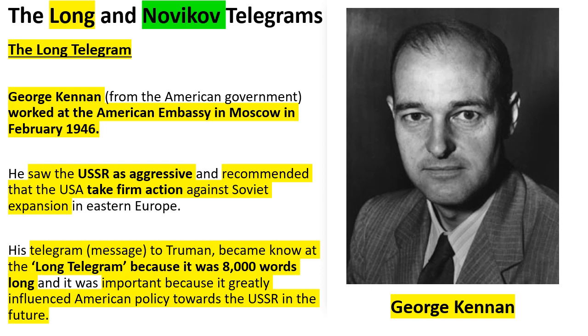And he said his advice to Truman was that the USA needed to take firm action, stand up against the Soviet Union, stop them expanding into the rest of Europe. And Truman took that on board. He took this very seriously, and it became one of the building blocks really of American foreign policy.